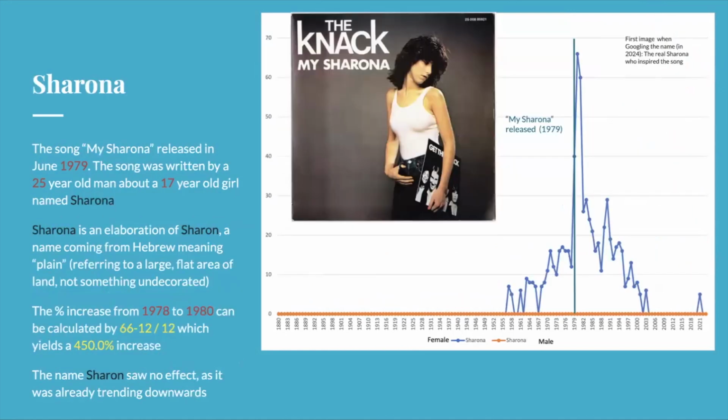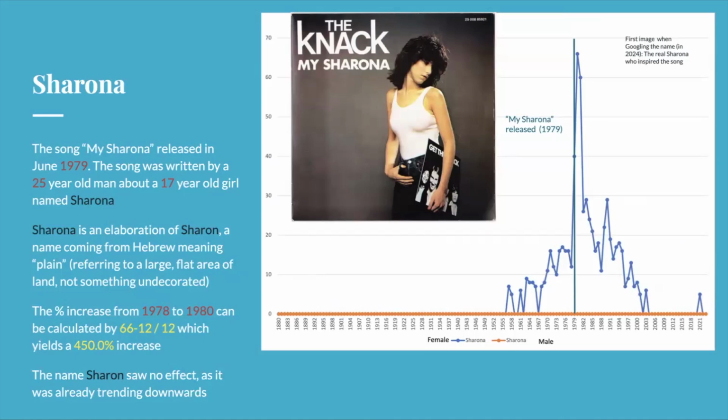Another name I looked up was Sharona. I think I also got this one from the Reddit thread. But the song My Sharona was released in June of 1979 and was written by a 25-year-old man about a real 17-year-old girl named Sharona. Sharona is an elaboration of Sharon, a name coming from Hebrew and meaning plain, referring to like the geographic feature or the large flat area of land and not something undecorated.